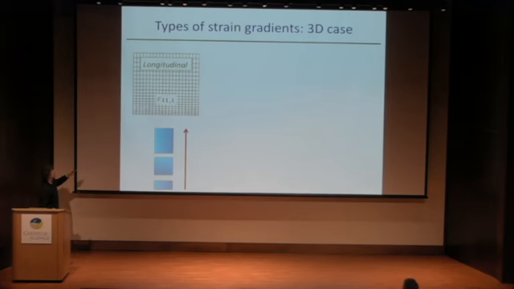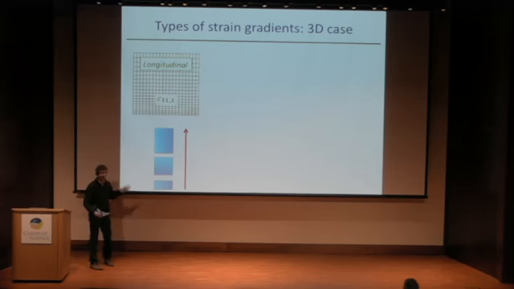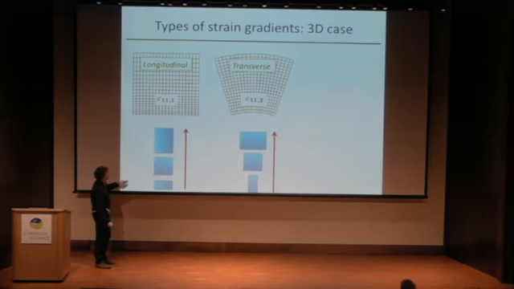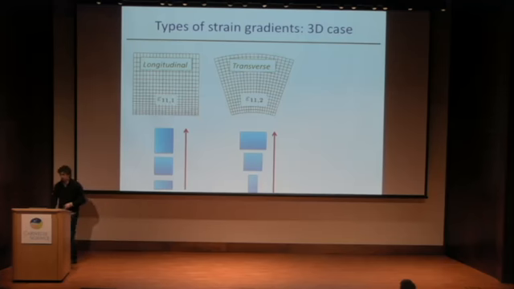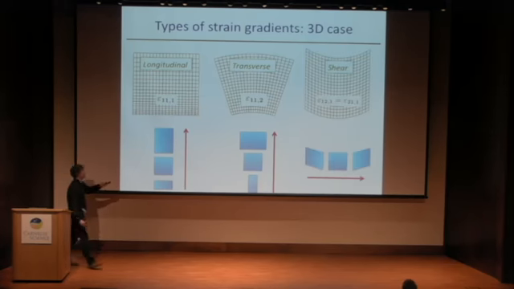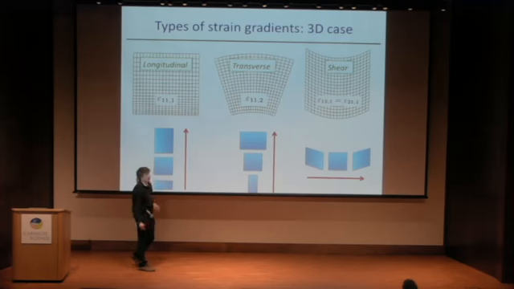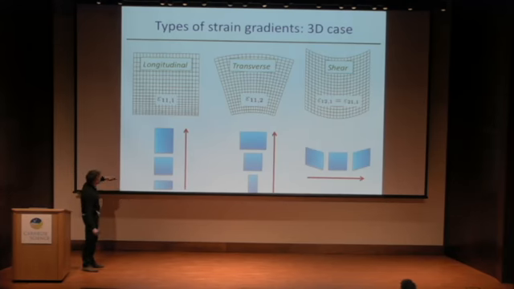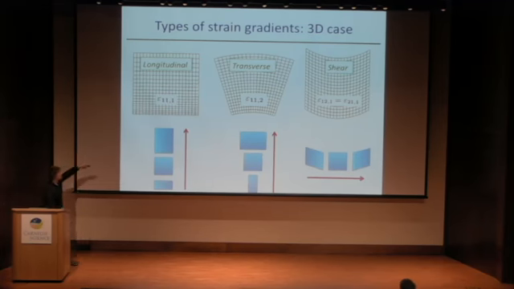So you have the simplest one, which is the longitudinal strain gradient, which is an increase of the longitudinal component of the strain tensor along one direction, equivalent to the 1-dimensional example I showed you in the previous slide. Then you have the transverse component, which is the bending deformation I showed you at the beginning. And then you have the shear component of the strain tensor, which looks like a transverse acoustic phonon. And this time is an increase of the shear component of the strain tensor along the horizontal direction.